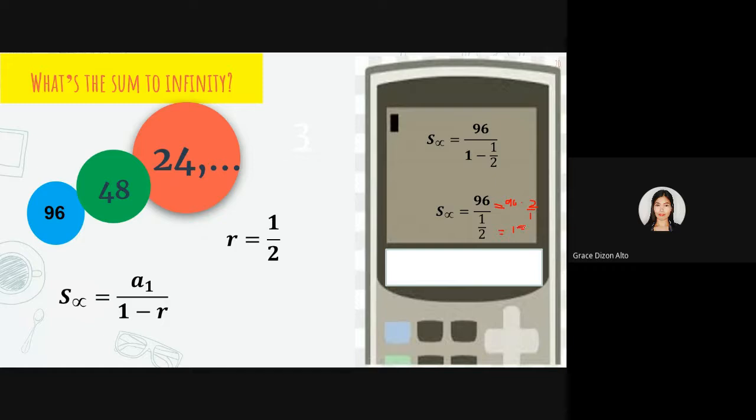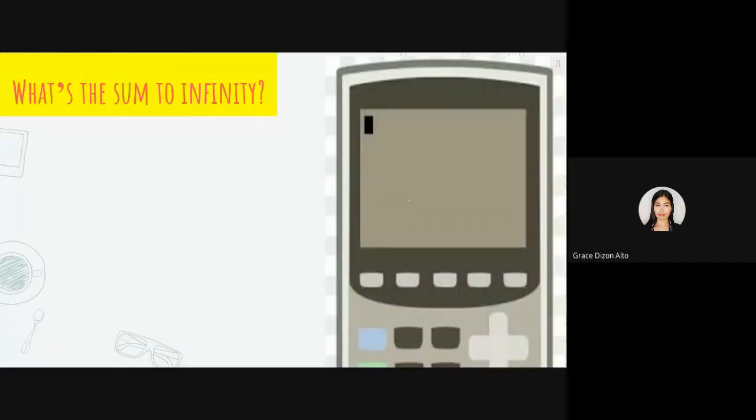96 times 2 is 192 over 1. So simplify that further, we got 192. Okay? Let's proceed. What's the sum to infinity?